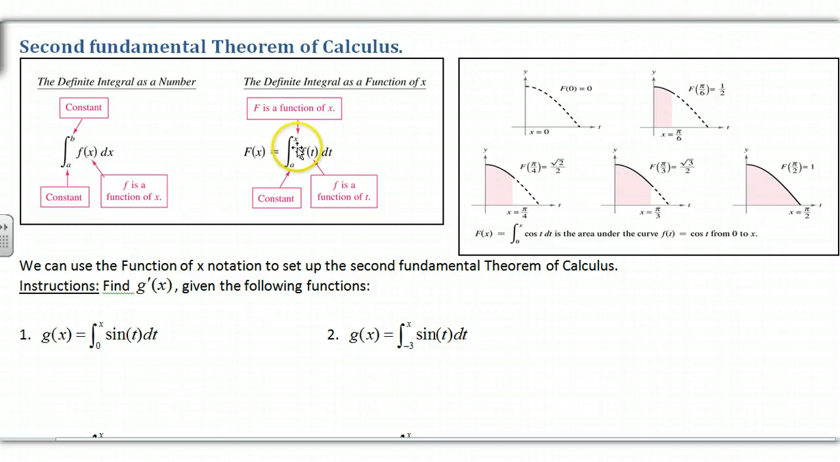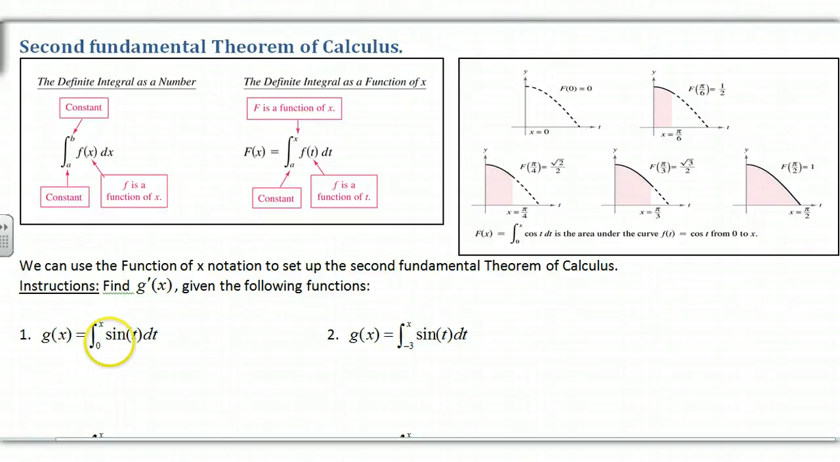In this case it just says x, but later on we'll get into some different functions to be there. And this f, not to confuse things, has to be a different variable than this one here. So I need f of t dt, where this would be an x. Now what the second fundamental theorem of calculus says is that if you take the antiderivative and then take the derivative again, you're going to end up with our same function back.